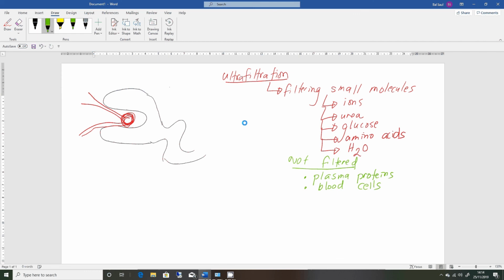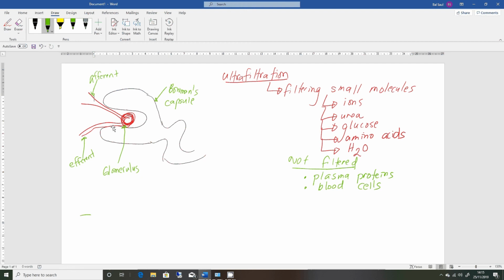Here we've got the glomerulus, which is here. You've got the Bowman's capsule. You've got two arterioles here. The smaller one is known as the efferent, and this is known as the afferent. As you can see here, there is a difference in diameter.